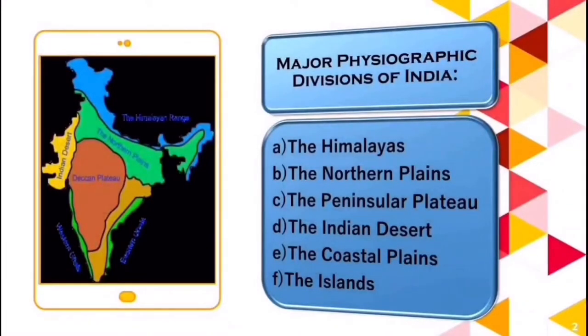In this chapter today we will be talking about the major physiographic divisions of India, namely the Indian desert, the coastal plains and the island groups of India. So let's have a look.